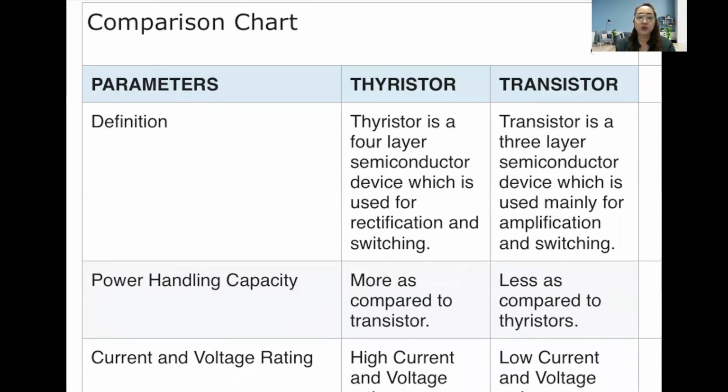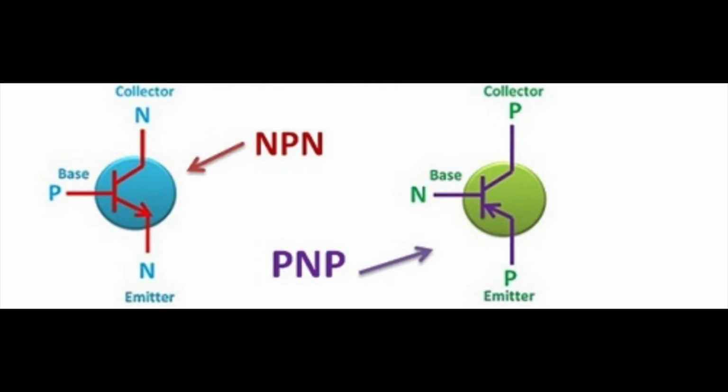Okay, let's review. We have the previous topic from your last semester regarding transistors. What are transistors? A transistor is a three-layer semiconductor device which is used mainly for amplification and switching. There are some biasing that you can do where you can convert a simple transistor into different functions like switch and amplifier. There are two main types of BJT transistors, NPN and PNP, and we have the terminals of the base, emitter, and the collector.